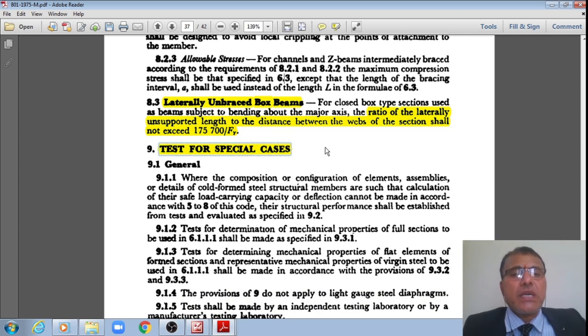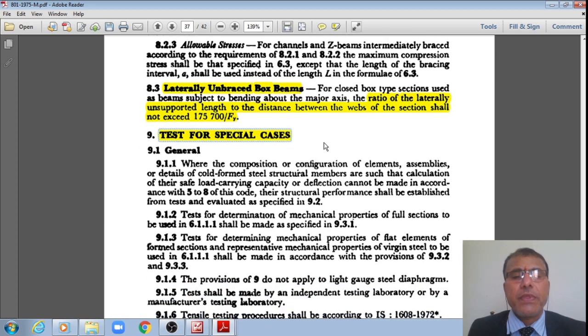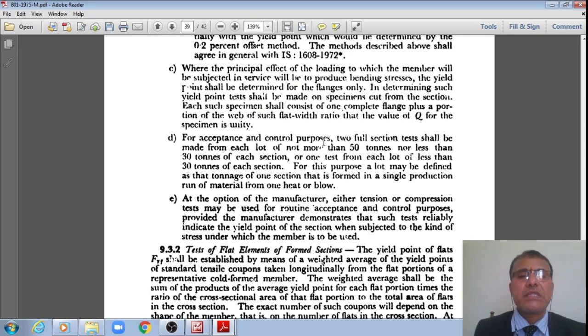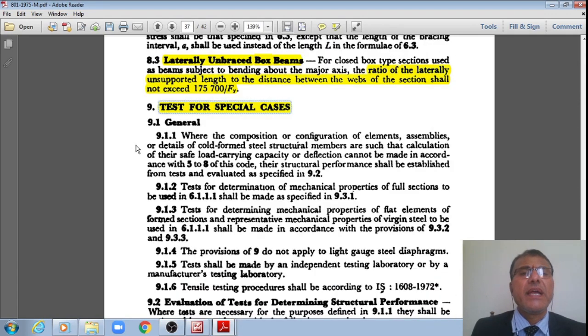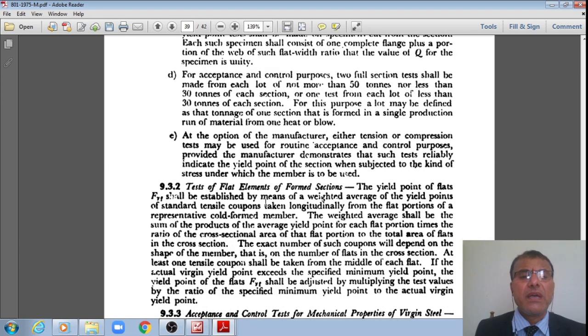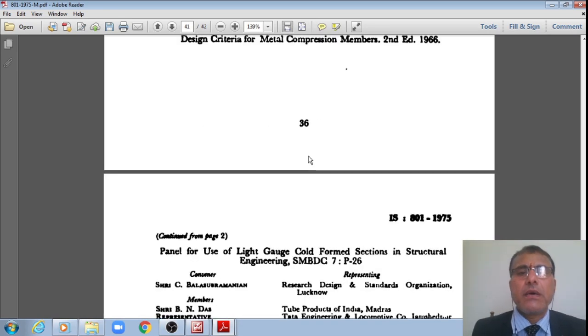Next one is the discussions on these are the different types of the stresses and their spacing, students, right? Next one is stress for special cases. I think I'll not go through this. You may just go through these. What are the stresses, right? Tests. What are the different tests, student, right? I'll just read the headings, right? The first one is general. The second one is the test for determining the mechanical properties of a formed section of flat members, right? And the acceptance criteria, etc., right? That is how the compression testing should be done, right?